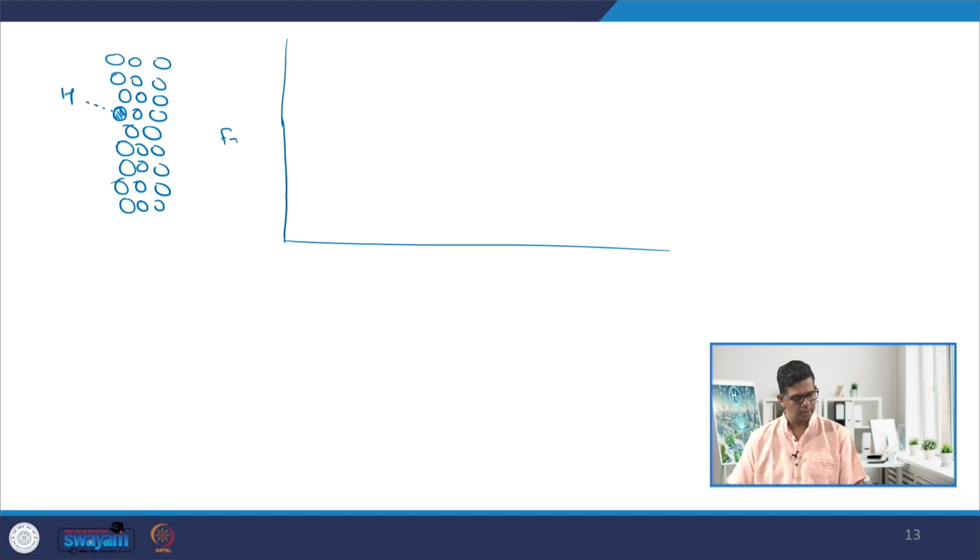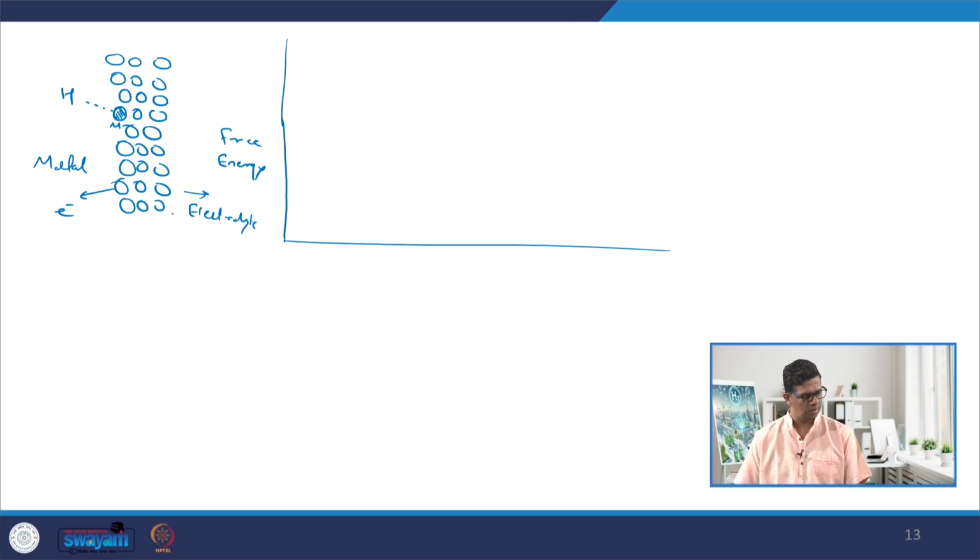This is our free energy. Okay. So, this is your M nanoparticle, and this is our metal interface, and on this side we have bulk electrolyte. So, this triple phase boundary, this interface, is basically between the electrode and the electrolyte. So, from this side onwards the electrons can flow freely, and from this side onwards the protons can flow freely.